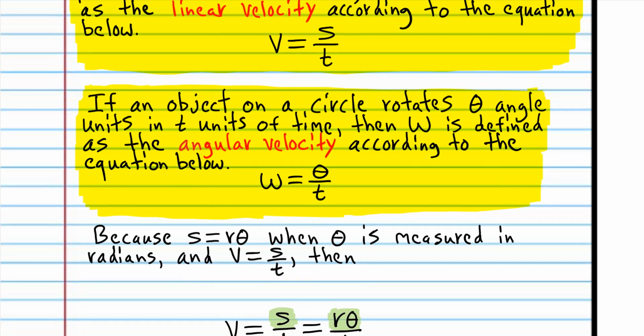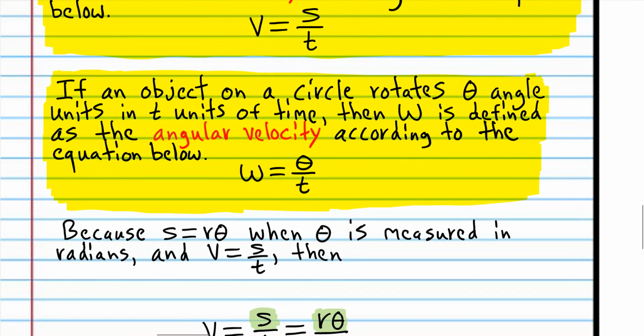If we divide that theta by the amount of time it takes to move that distance, that's called the angular velocity. So the central angle that corresponds to that movement divided by the amount of time it takes to move that distance is called the angular velocity. Angular velocity can be measured in degrees per unit time or radians per unit time.